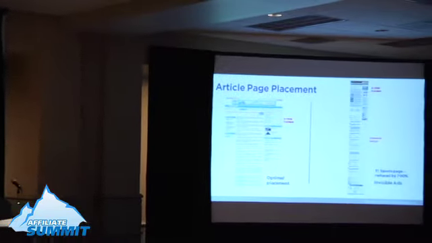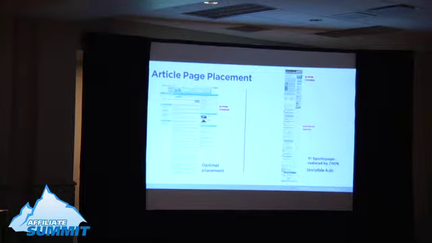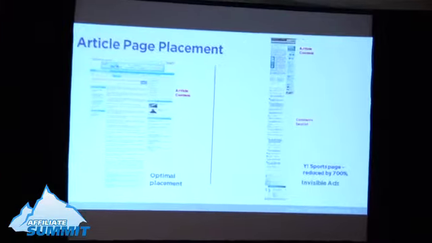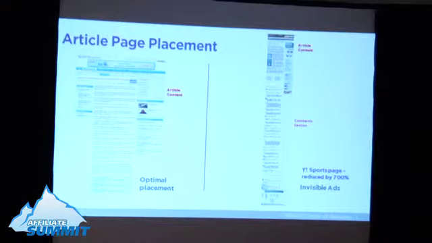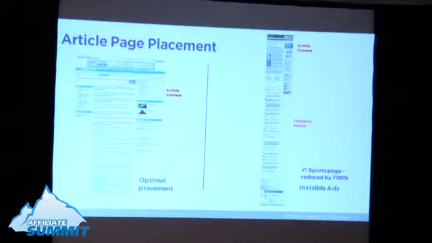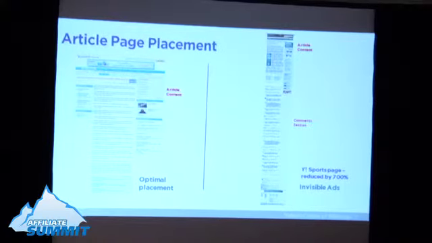This is a really bad example, and you're not meant to actually see the screenshot, but when we moved things around on the Yahoo Sports page, we saw the RPM reduced by 700% because we put the ads below the comments. It wasn't below the article, it was actually below the comments. So we saw tons of impressions, but actually no clicks. This is just an example of page placement for articles.